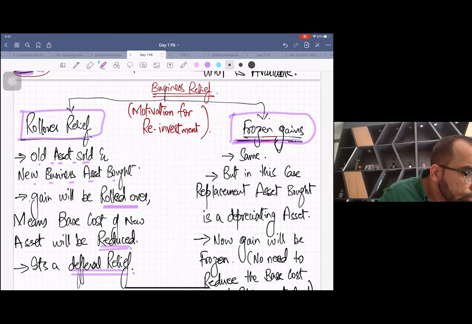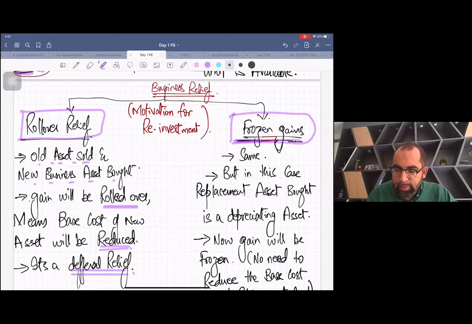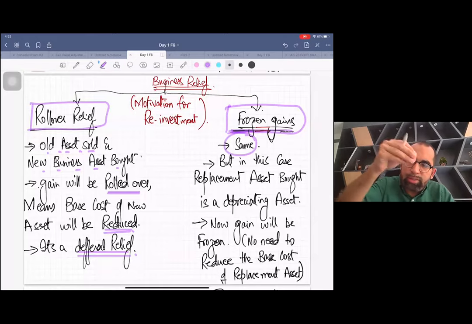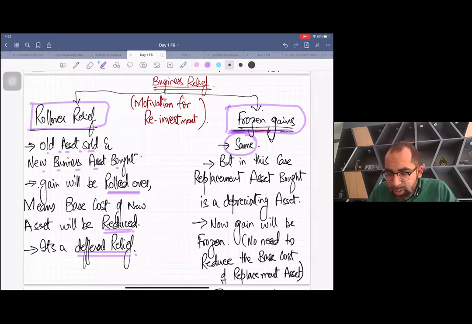Now listen, the second thing is frozen gains. Frozen gain is also the same. The objective of frozen gain and rollover is the same. You have reinvested, but in this case, the replacement asset bought is a depreciating asset. Now you are going to reinvest in a depreciating asset, so you are not allowed to do rollover. You will freeze your gain.